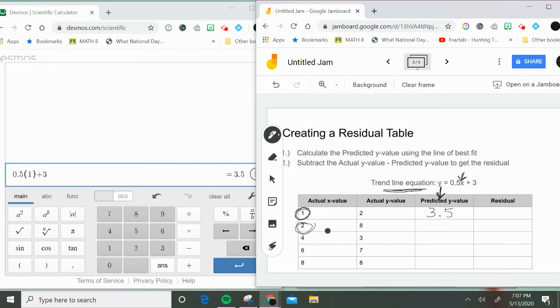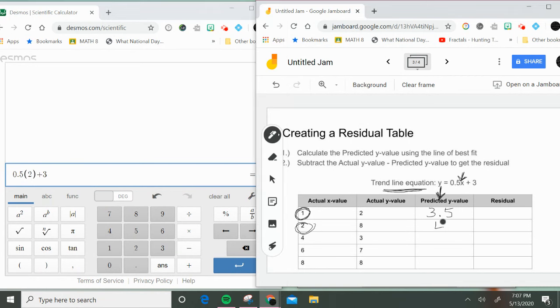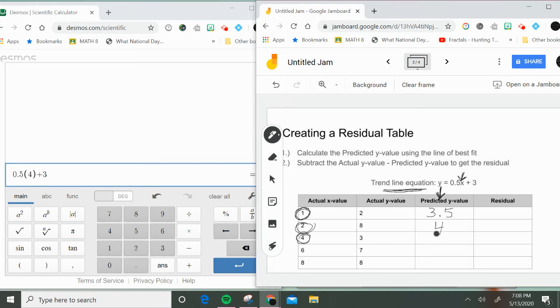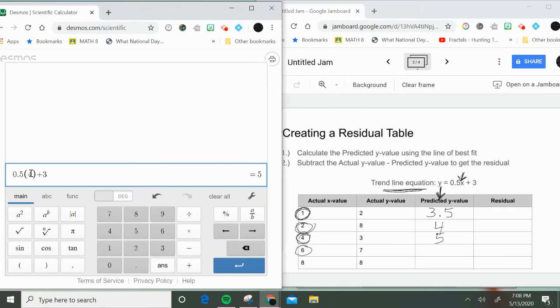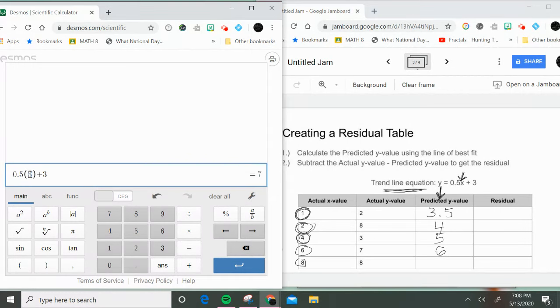Now we're going to plug in 2 for x, and Desmos is really nice because we can just backspace and change it to a 2 to get a predicted y value of 4. When x was 4, our trend line equation predicted that y should be 5. When x was 6, our trend line predicted that y should be 6. And when x was 8, our trend line predicted that y should have been 7.